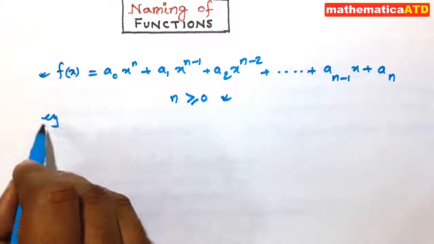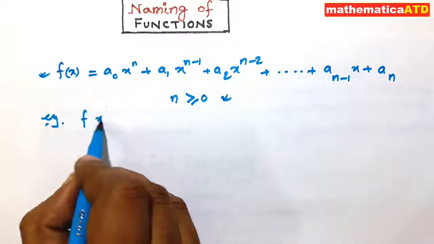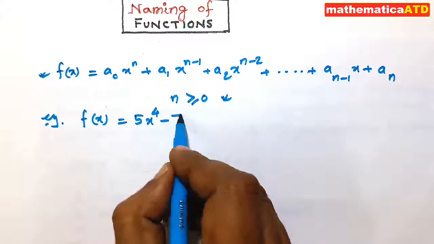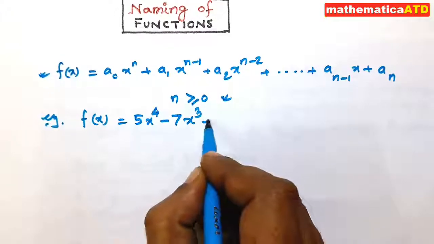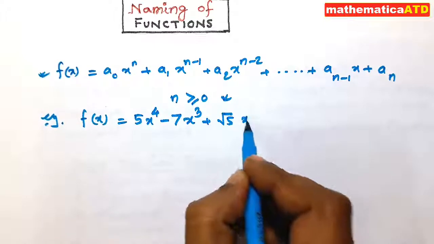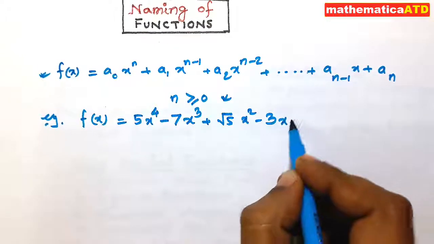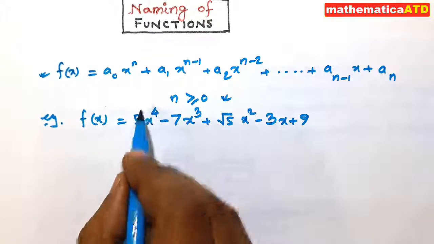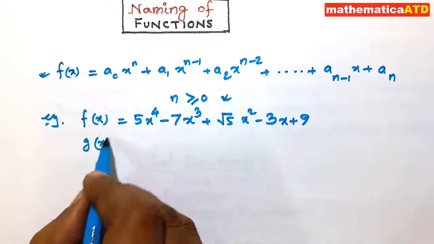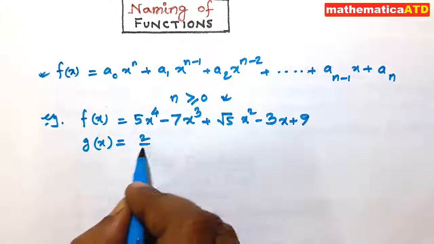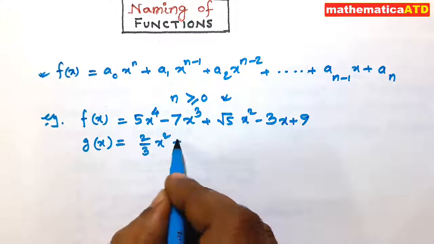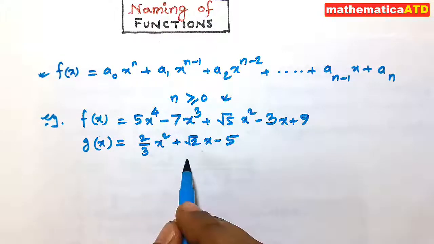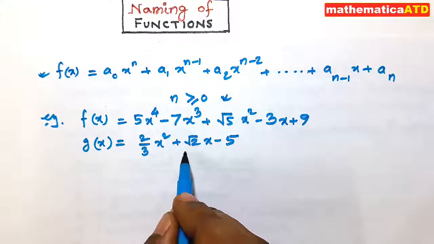As for example, say f(x) is equal to 5x to the power 4 minus 7x cube plus root 5 x square minus 3x plus 9. This is a polynomial of degree 4. Take another example, say g(x) is equal to 2/3 x square plus root 2 x minus 5. This is also a polynomial function with degree 2.